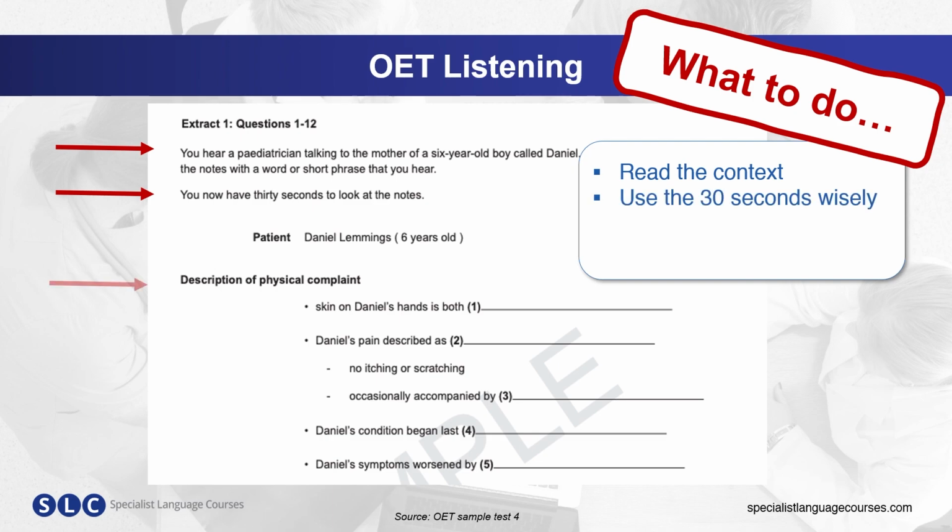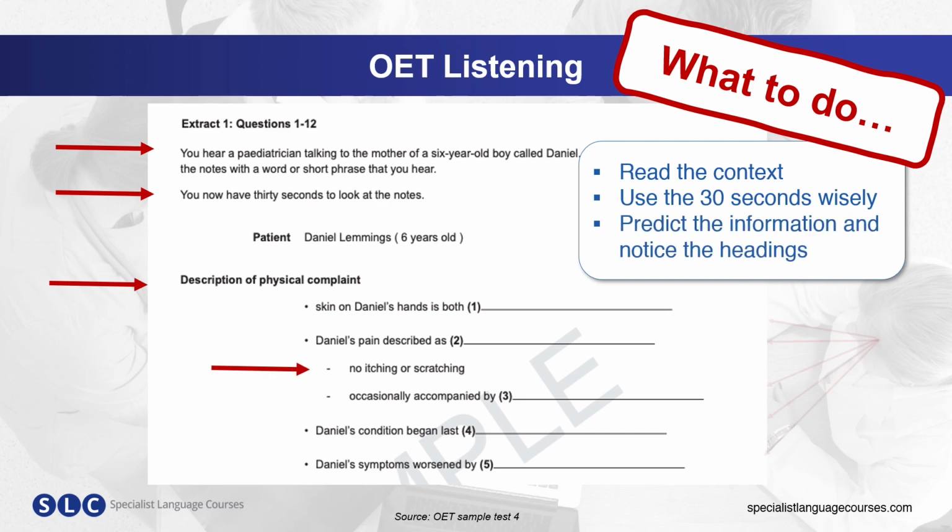Start by noticing the headings and information in the notes, which will help you keep your place. Then predict the type of information you need to listen for. In number 1, we can predict we need to listen for an adjective. And in number 2, Daniel's pain is described as, again, we know here we need to listen for an adjective. Now you try numbers 3 to 5. So the answers are probably going to be nouns or noun phrases.